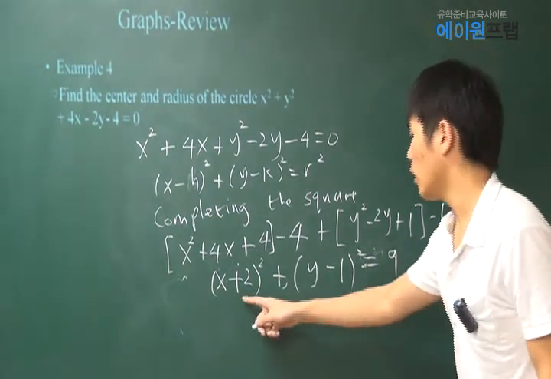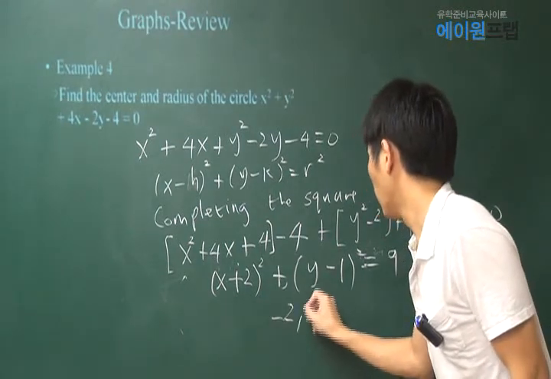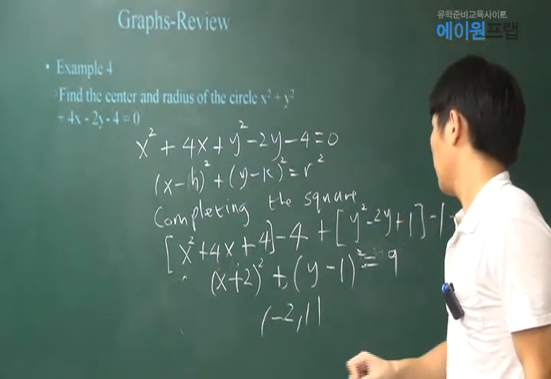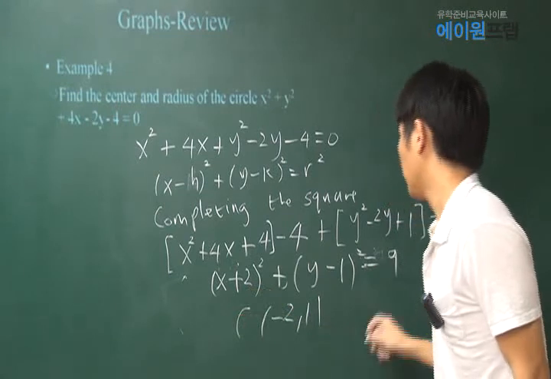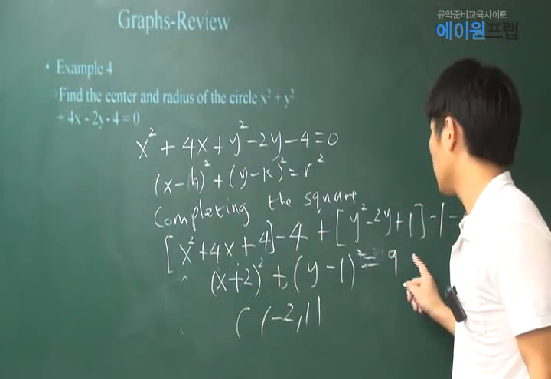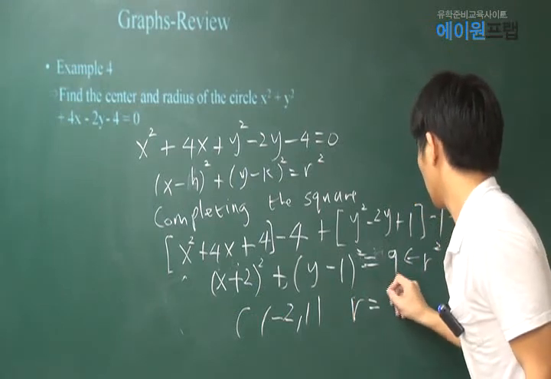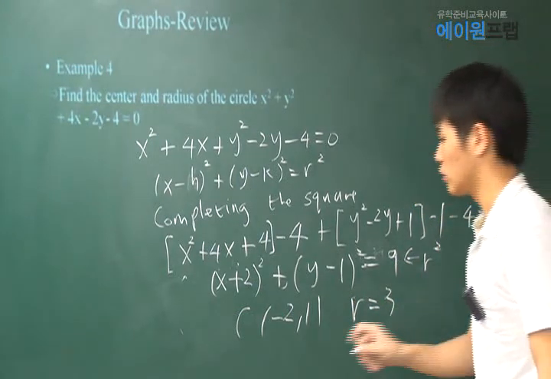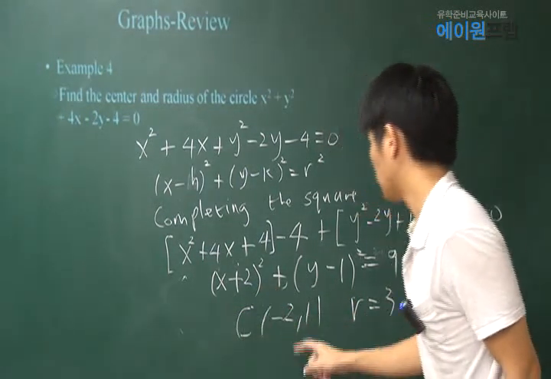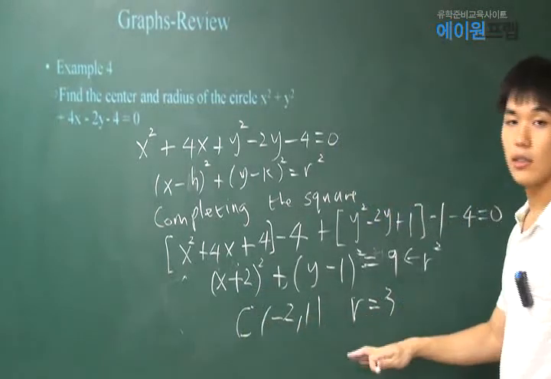The center is what? Negative 2 and 1. That's the center. And the radius is the square root of the right side because this is r squared. So the radius is equal to 3. So the center is at negative 2, 1, and the radius is 3.